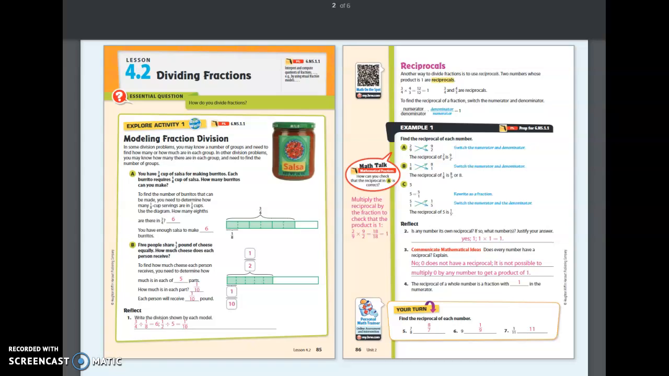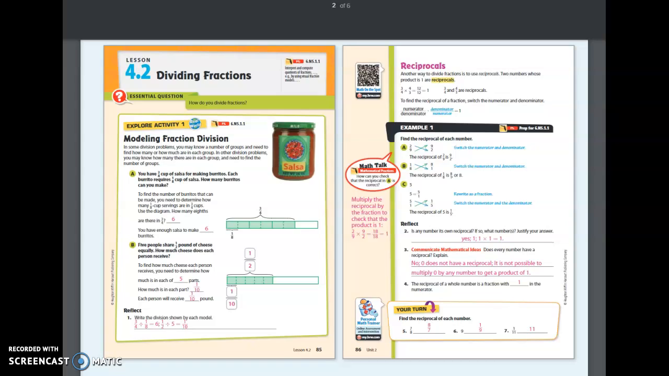In the example for part B, 5 people share a half a pound of cheese equally. How much cheese does each person receive? To find how much cheese each person receives, you need to determine how much is in each of 5 parts. How much is in each part? 1/10, so each person will receive 1/10 of a pound of cheese. You can write the division shown by each of the models. We were taking 3/4 and dividing it by 1/8, which is where we got 6. And we can do 1/2 divided by 5, which equals 1/10.